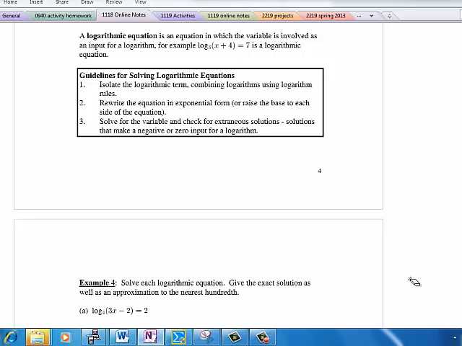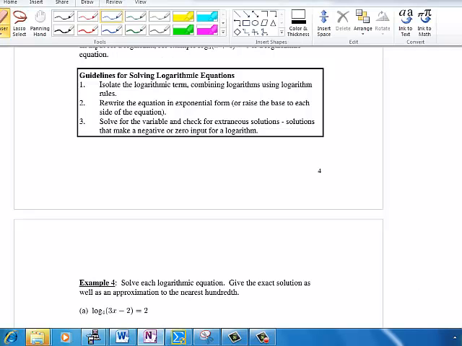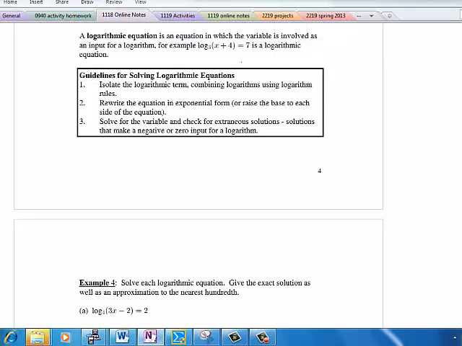Next, we want to take a look at solving logarithmic equations. And a logarithmic equation is just an equation in which the variable is involved as an input for a logarithm. So looking at this example, log base 3 of x plus 4 equals 7, the x shows up as part of the input for that log base 3. So that's a logarithmic equation.